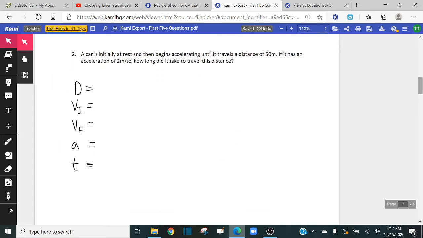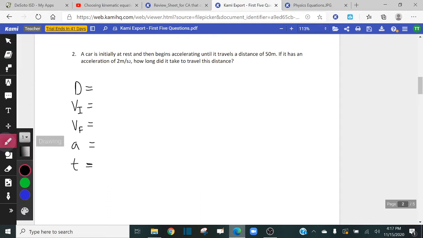Number 2 says a car is initially at rest and then begins accelerating until it travels a distance of 50 meters. It has an acceleration of 2 meters per second squared. How long did it take to travel this distance? So let us list everything that's important to the problem. It says the car is initially at rest. So y'all know what rest means. Rest means the initial velocity was 0 meters per second. And then it begins accelerating until it travels a distance of 50 meters. So we're given the displacement, or in other words, the distance covered, which is 50 meters.